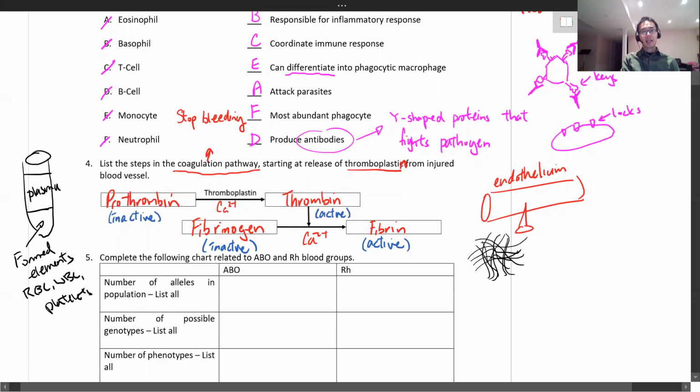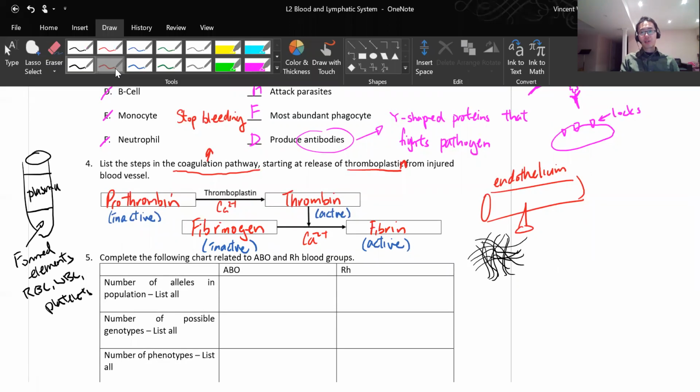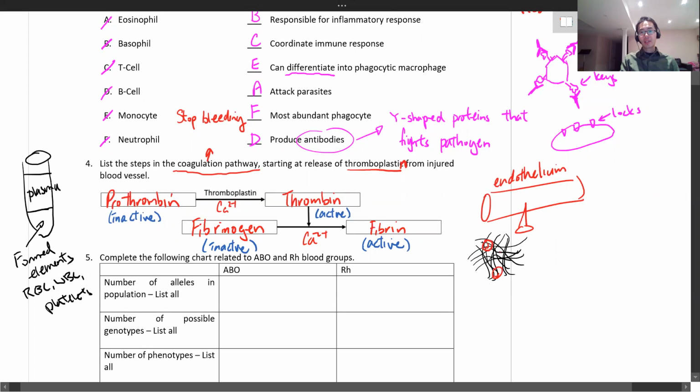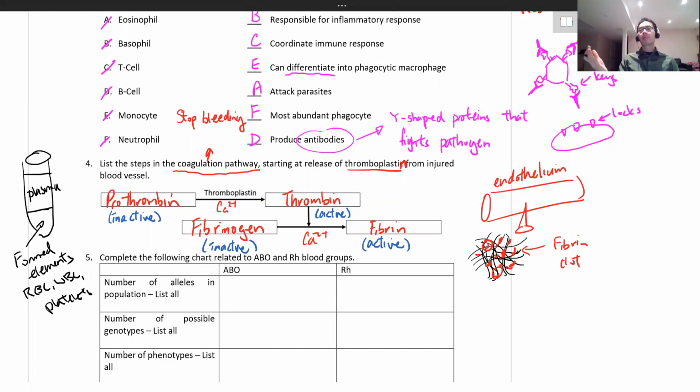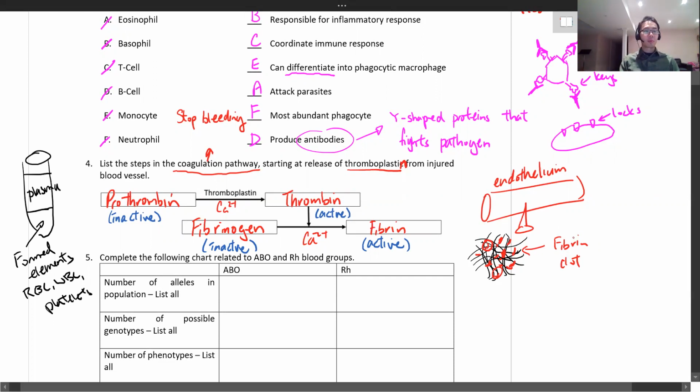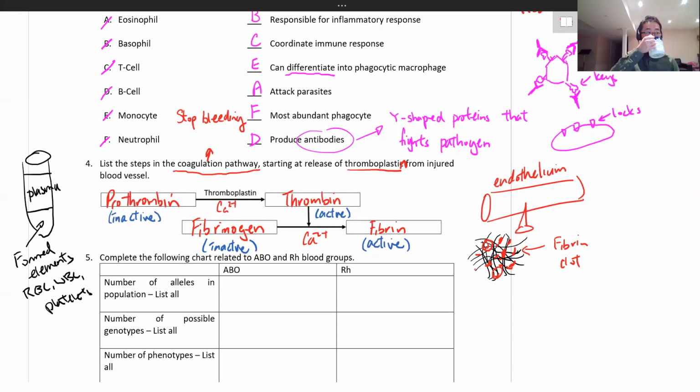And this mesh will catch red cells, it will catch platelets, and eventually if enough platelets and red cells stick to it, then you will form a fibrin clot, which would seal the leak in the damaged blood vessel and stop the bleeding. And then later on, you will dissolve the clot and replace it with normal tissue. So that is the coagulation pathway. Any question?